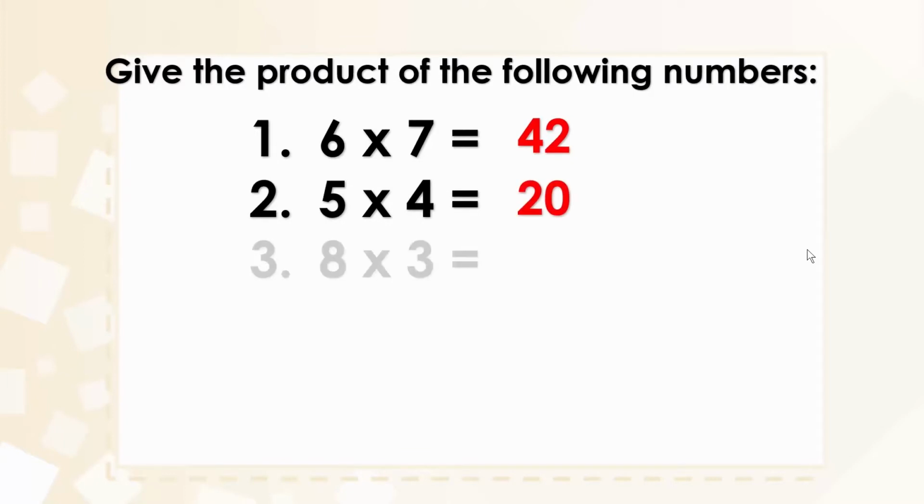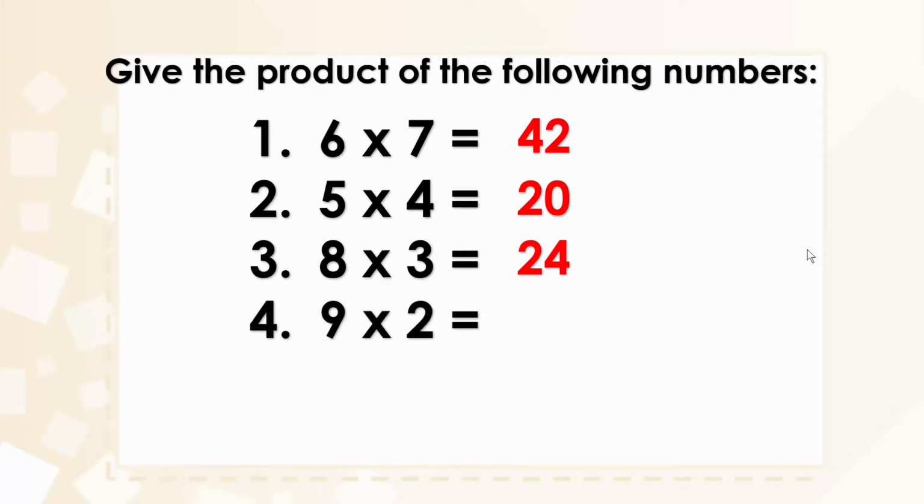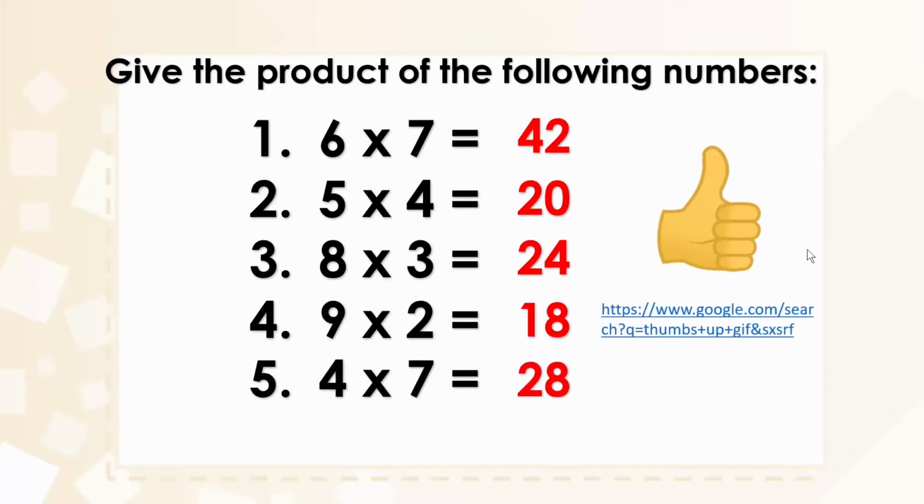Number 3. 8 times 3. Correct. 8 times 3, 24. Number 4. 9 times 2. 18 is the answer. And lastly, 4 times 7. Very good. The answer is 28. Quick thinking. Very good. Now let me ask you some questions.